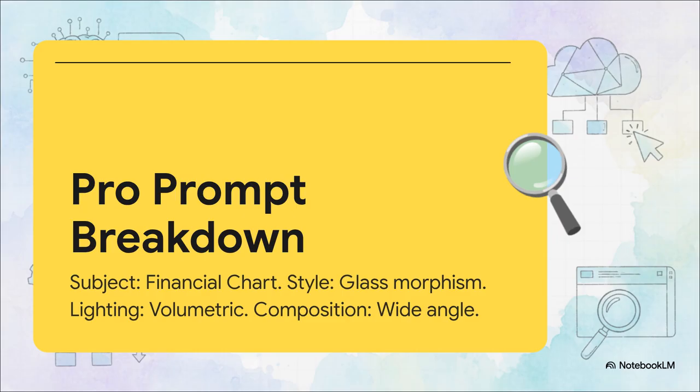Let's break down a real one. Here we've got a pretty sophisticated prompt. The subject, financial chart elements. The artistic movement is glass morphism. That's that super trendy frosted glass look. Plus, clean vector lines. For lighting and texture, we've got volumetric lighting on a deep navy background. And the composition, wide angle. See how every single piece gives the AI another critical part of the puzzle?